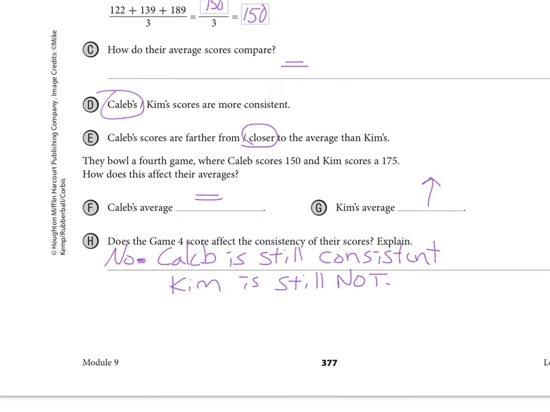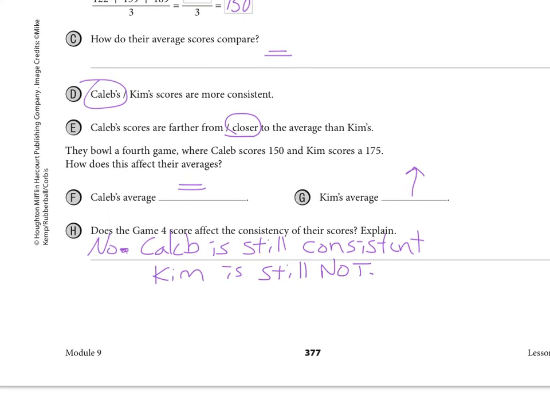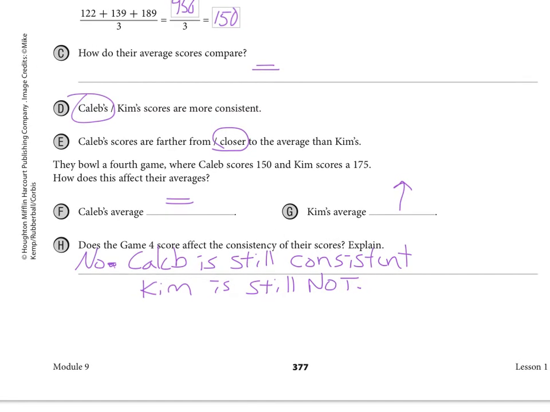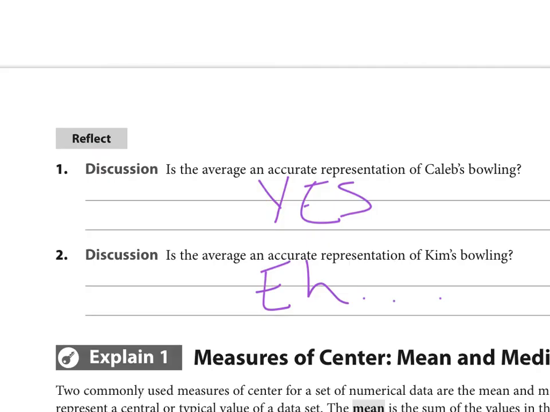And then we have our last question here, which says, does the Game 4 score affect the consistency of their scores? I said no, because Caleb is still consistent, right? And Kim is still not consistent. Kim goes up, but it's not really related to any of the other scores. All right. Let's take a look at the next page.